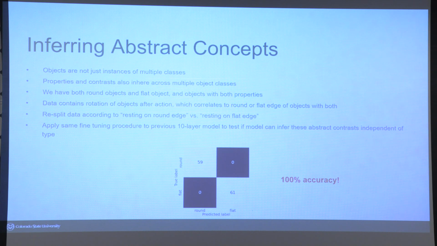And the data contains the rotation of the object, which correlates to the round or flat edge upon which the object rests. So then what we did is we resplit the data according to basically flat side down, round side down. And then we applied the same fine-tuning procedure to the model that was trained over all the objects to see if it can infer these relevant contrasts independent of the object type, and we're actually able to do that with 100% accuracy. This shouldn't be all that surprising given the data that has already been modeled within the network.